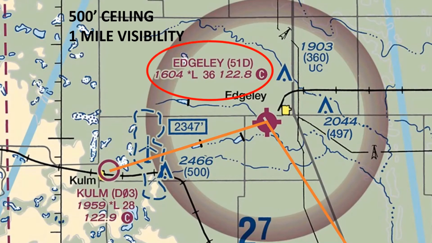Edgeley's at 1,604 feet, so 1,604 plus 500 is 2,104. In theory, if we fly at 2,100 feet, we will be 4 feet below the clouds. So let's plan on that. Cullum is at 1,959 feet. At 2,100 feet MSL, that puts us at 141 feet over the Cullum Airport. Pretty darn low. With this flight plan, here's what I'm seeing wrong.